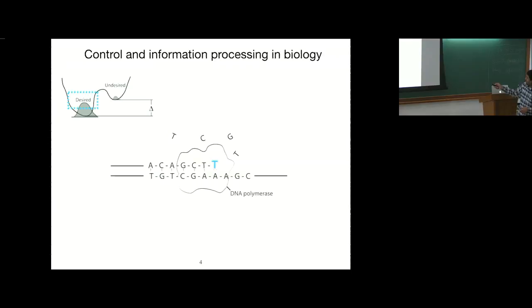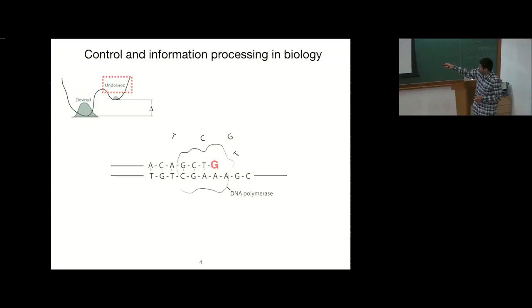And obviously there are also undesired outcomes. You could have mistakes that emerge. You could have wrong base pairs that show up over here, and these have higher energies. And let's say this delta is the difference between the energy of the right base pair and the energy of the wrong base pair.